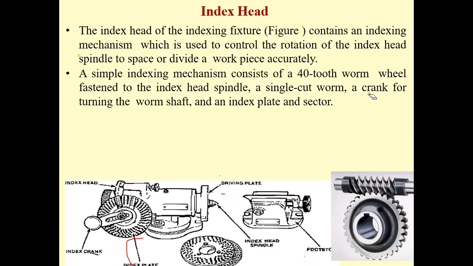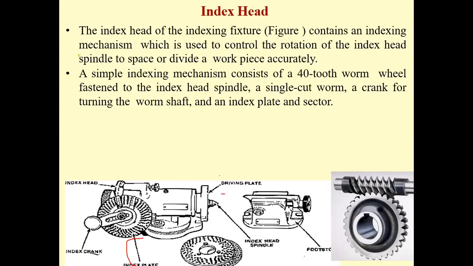A single cut worm. This indexing wheel is connected to a worm, so this is called a worm and this is a worm wheel. There is a crank for turning the worm shaft, and an indexing plate and sectors. This gear is mounted on the spindle, and this worm is this shaft. Inside there is a gear wheel mechanism mounted.